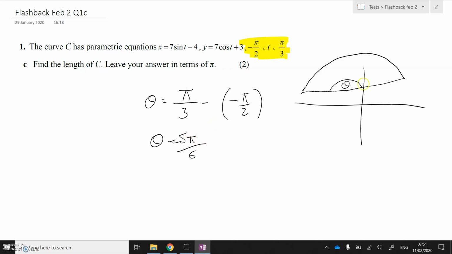We also know the radius of the circle was 7, and so the arc length equation is L equals r theta. Subbing in our radius and our angle, we can say that it's 7 times 5 pi by 6, giving us 35 pi by 6.